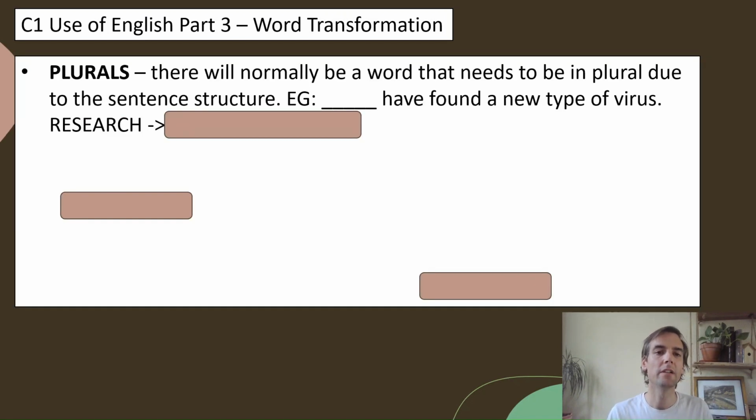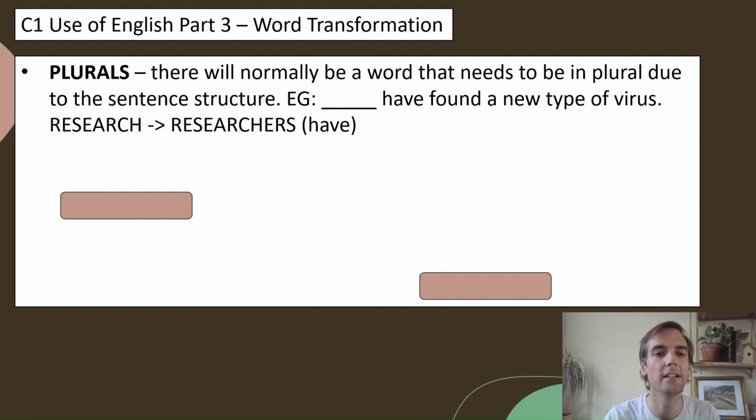Well, on the exam, there will normally be a word that needs to be in plural due to the sentence structure. Here's your example: "... have found a new type of virus." And the word is research. People who do research are called researchers. Researchers is obviously the answer. It must be plural because it says "have." If it said "a researcher has found," okay.